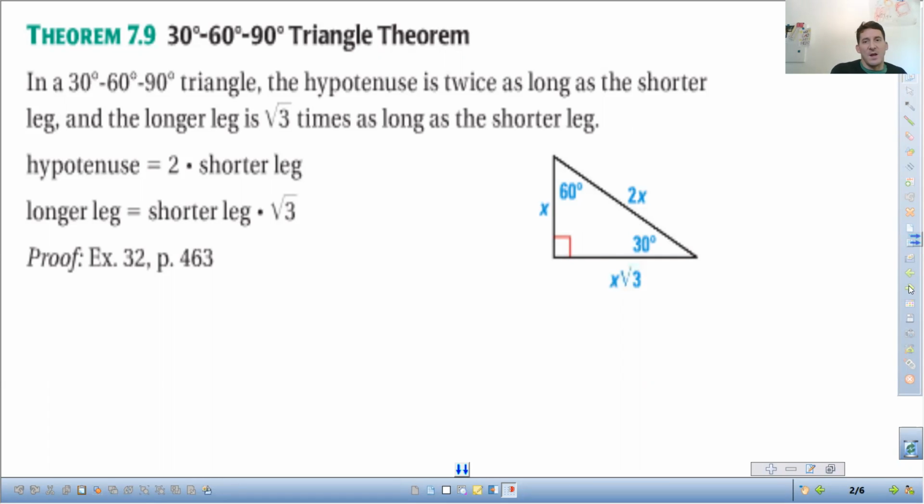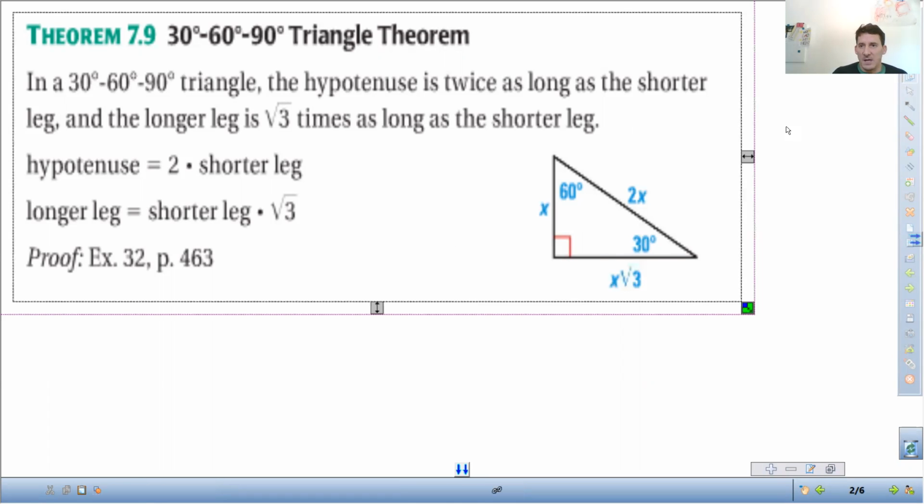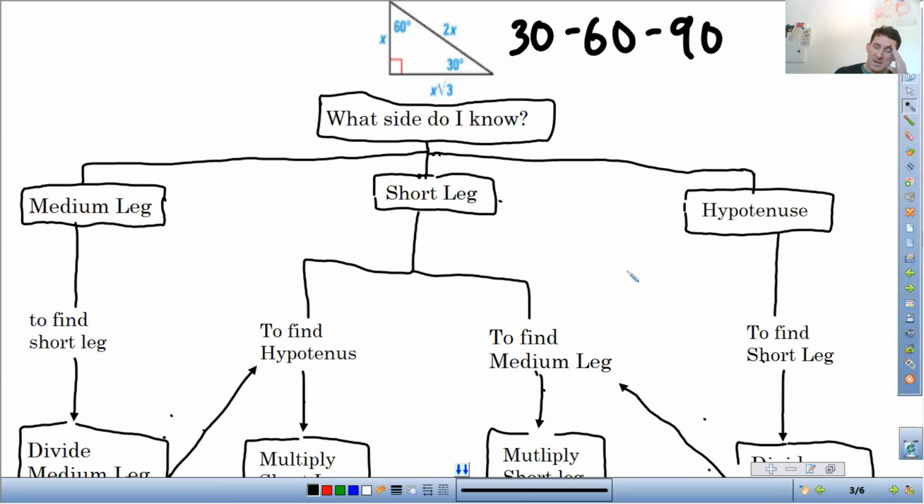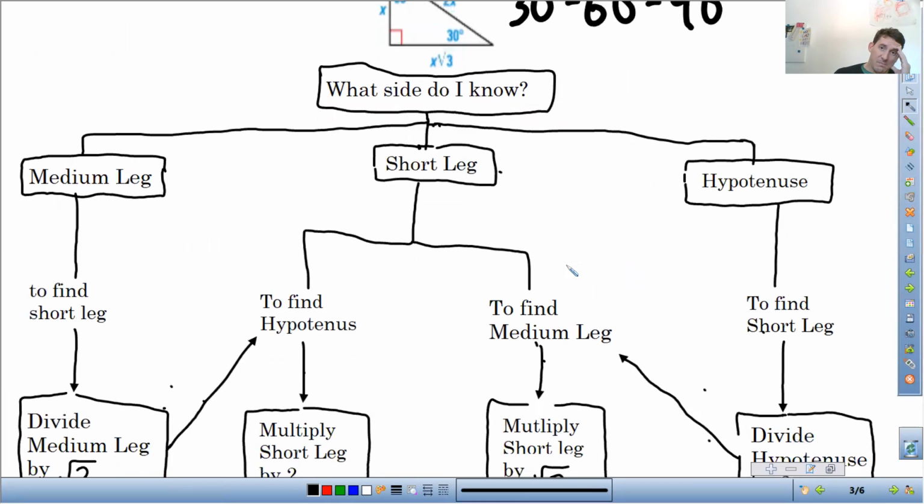All right. So that also means going the opposite way. If you know the medium leg, you would divide by the square root of 3 to find the short leg, and then multiply by 2 to find the hypotenuse. Or going this way, if you have the hypotenuse, to find the short leg you would divide by 2. Like the 45, 45, 90, I have a handy flow chart that I like.